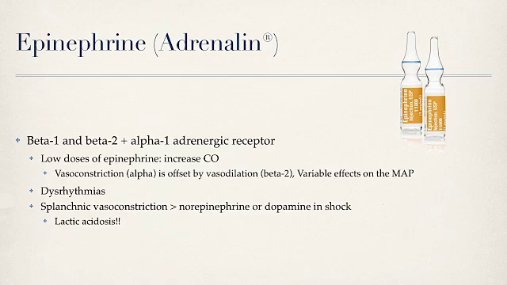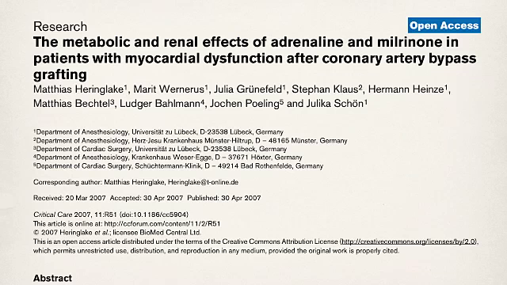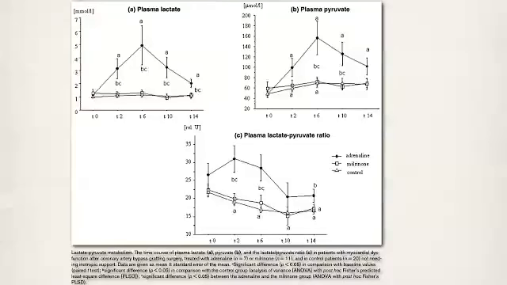This is an article that discusses metabolic and renal effects of adrenaline and milrinone in patients with myocardial dysfunction after coronary artery bypass grafting. You can see here that lactic acid rises between, I'd say, 2 to 5 or 6, but if you look at standard deviation, it could be up to 7 or so millimoles per liter. This response usually decreases with time, especially if cardiac output and perfusion improve. It could also be part of the tachyphylaxis response to the drug, or the patient is improving.